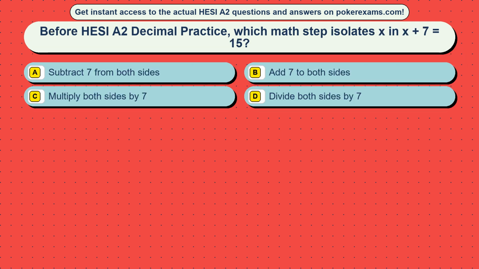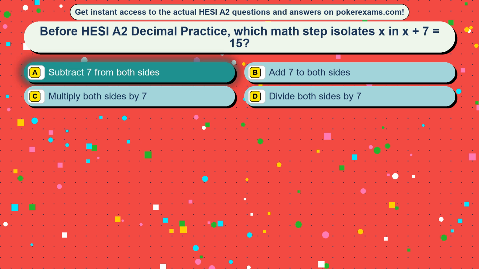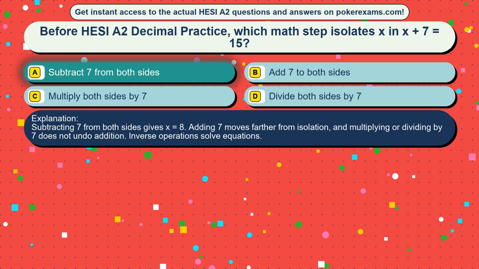Question 45. Before HESI A2 decimal practice, which math step isolates x in x plus 7 equals 15? Option A, subtract 7 from both sides. Option B, add 7 to both sides. Option C, multiply both sides by 7. Option D, divide both sides by 7. The correct answer is option A, subtract 7 from both sides. Subtracting 7 from both sides gives x equals 8. Adding 7 moves farther from isolation, and multiplying or dividing by 7 does not undo addition. Inverse operations solve equations.